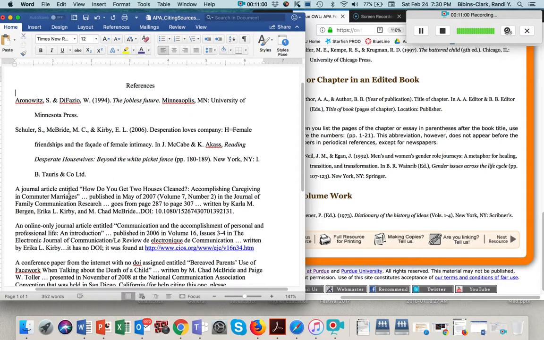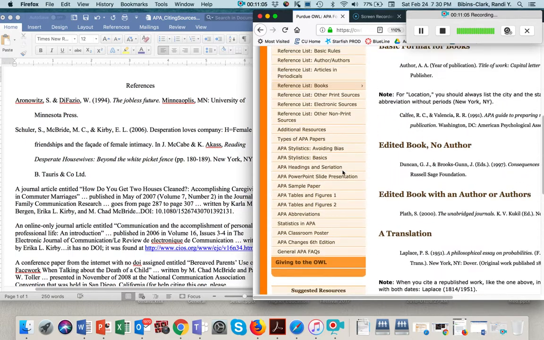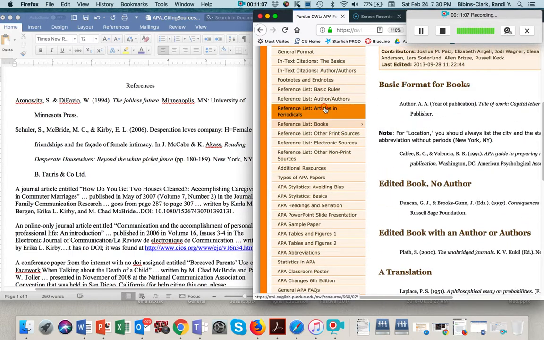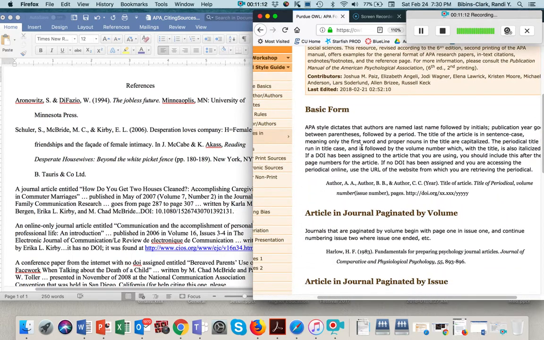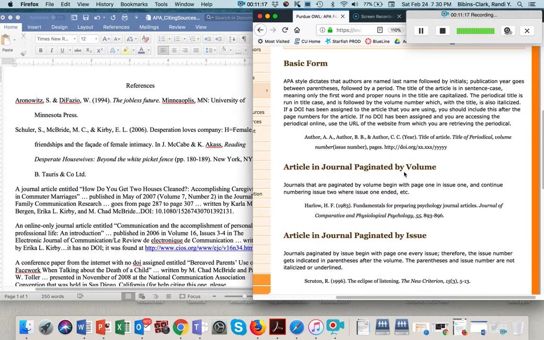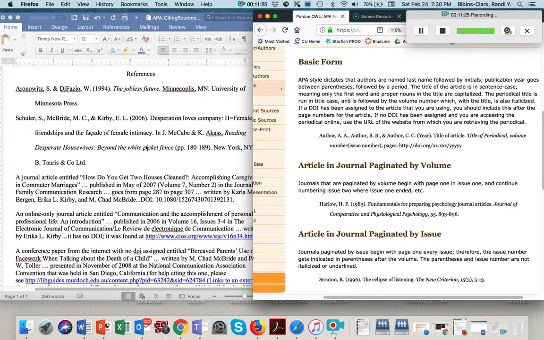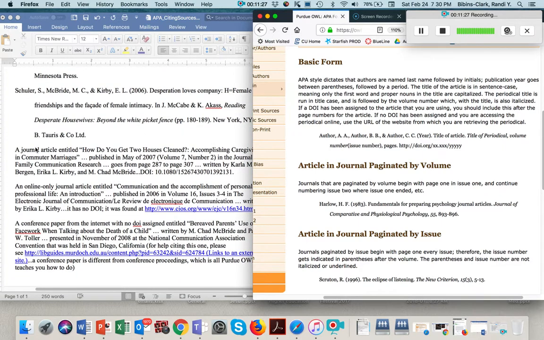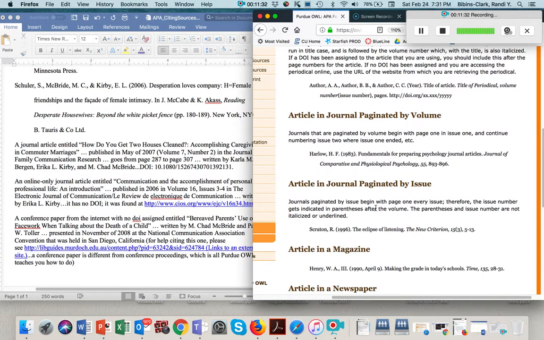Okay. Next one is a journal article. So I need to find the entry for a journal article. So it says right here, articles and periodicals. So I click on that. The basic form, it gives me some text here. We have options for paginated by volume number and then issue number. So we have to check to see what we have here. So we want our journal article, we have a volume and an issue. So we're going to use this one, paginated by issue.